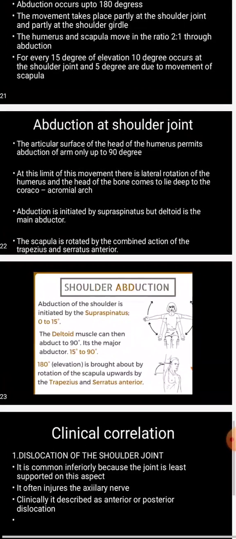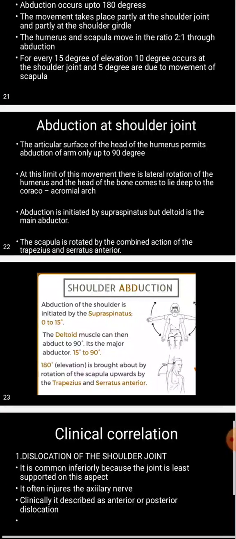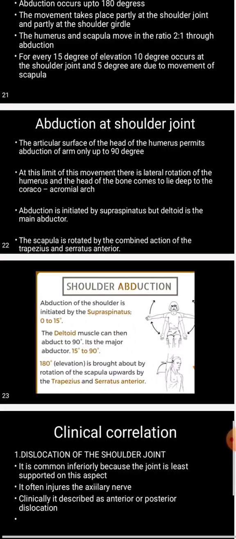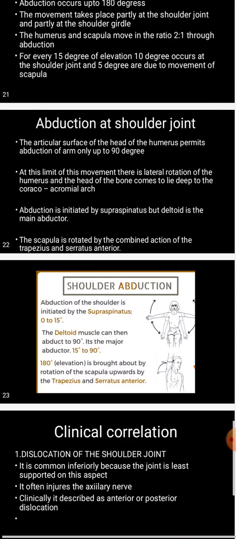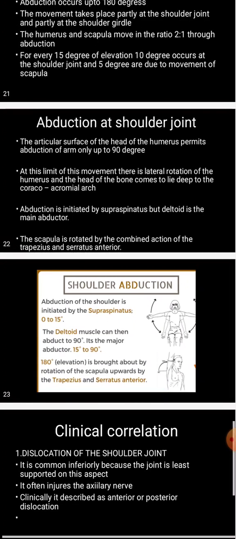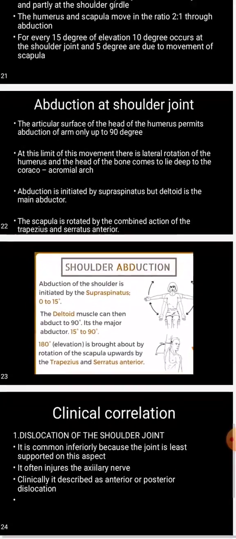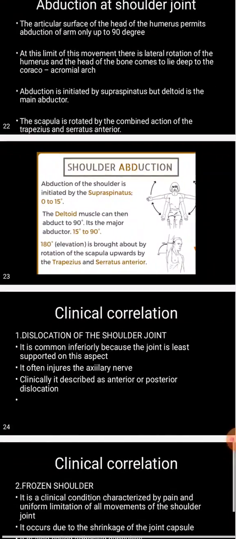When you are done with the process of abduction, then at the end of the short note, you should write what muscles cause abduction up to what degree. So the abduction of the shoulder is initiated by the supraspinatus, that is 0 to 15 degrees. The deltoid muscle can abduct to 90 degrees, it is the major abductor from 15 to 90 degrees. When it reaches 90 degrees, there is lateral rotation of the humerus. Then trapezius and serratus anterior help in the elevation of the shoulder joint up to 180 degrees. So this is about abduction of the shoulder joint.